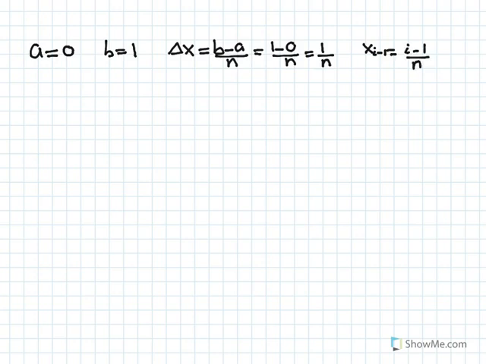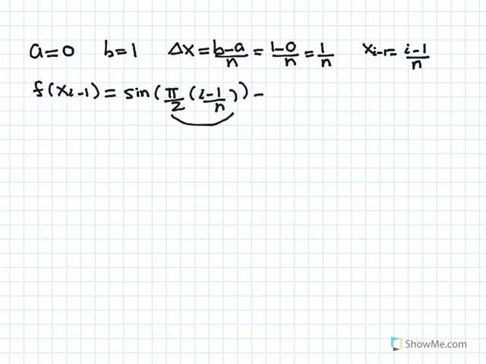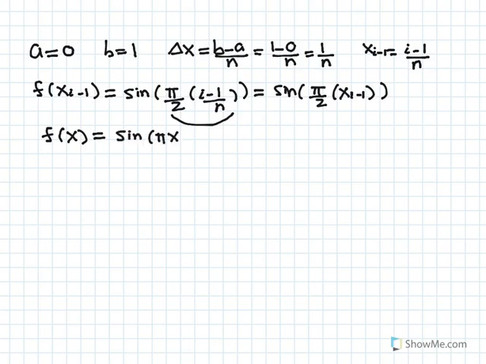We chose our x_{i-1} values to be i minus 1 divided by n. So the functional values, f of x_{i-1}, that's going to sample the left-hand points, will be sine of pi over 2 times i minus 1 over n. But this part is x_{i-1}. That's sine of pi over 2 times x_{i-1}. Well, that means that f of x is equal to sine of pi x over 2.